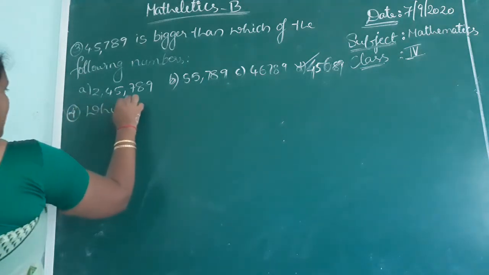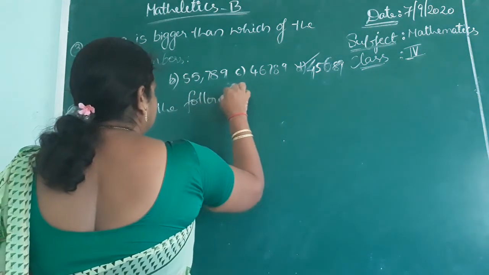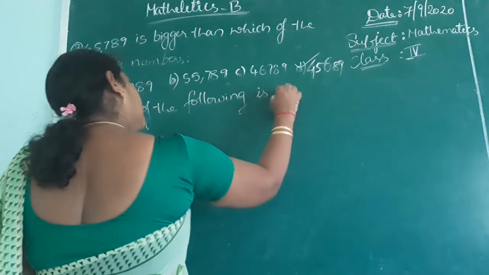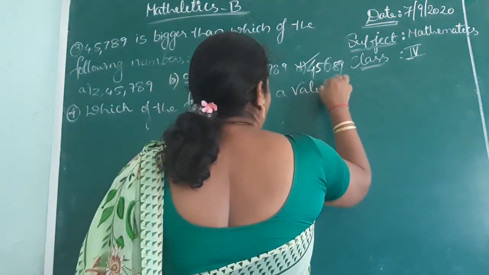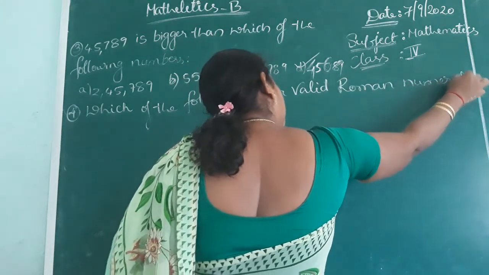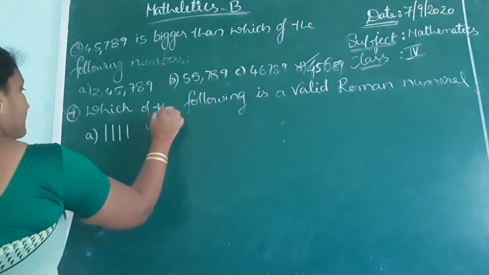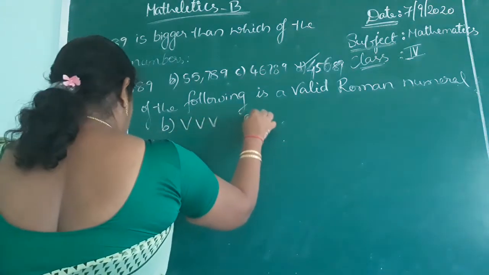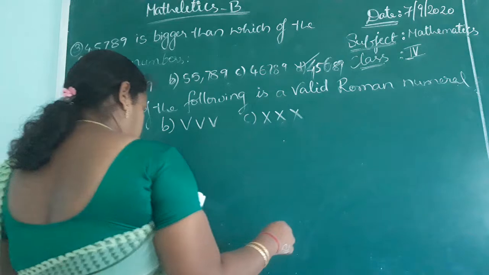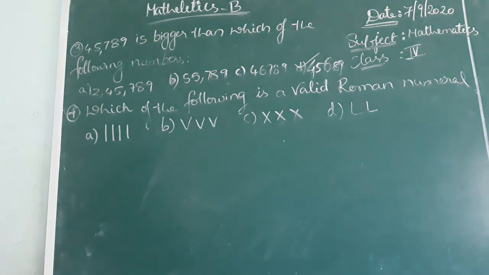Which of the following is a valid Roman numeral? First one, I was given 4 times. Second one, 3 times B was given. Third one, 3 times X was given. 2 times L was given. See which one is the valid Roman numeral. Valid means which one we can take into consideration while writing the Roman number.